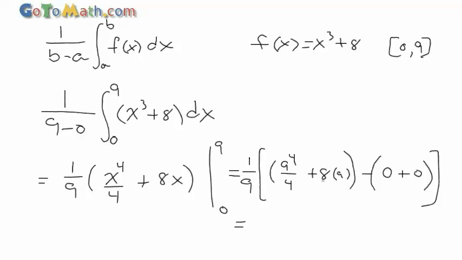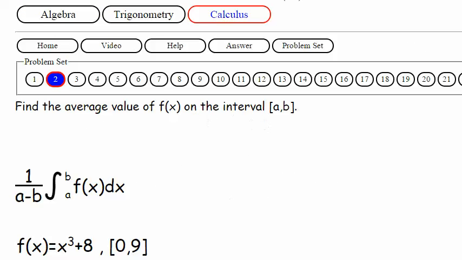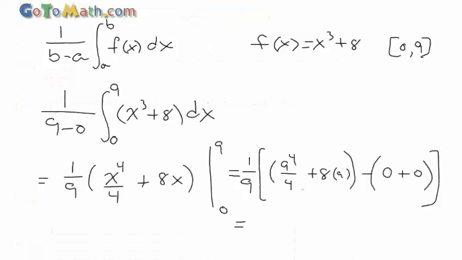All right, so let's go ahead. It didn't say anything about rounding, so we want the exact value here. So we got 9 to the 4th divided by 4, and that's some big fraction, plus 8 times 9 is 72, I do know that. And we're going to multiply, and then times 1/9.